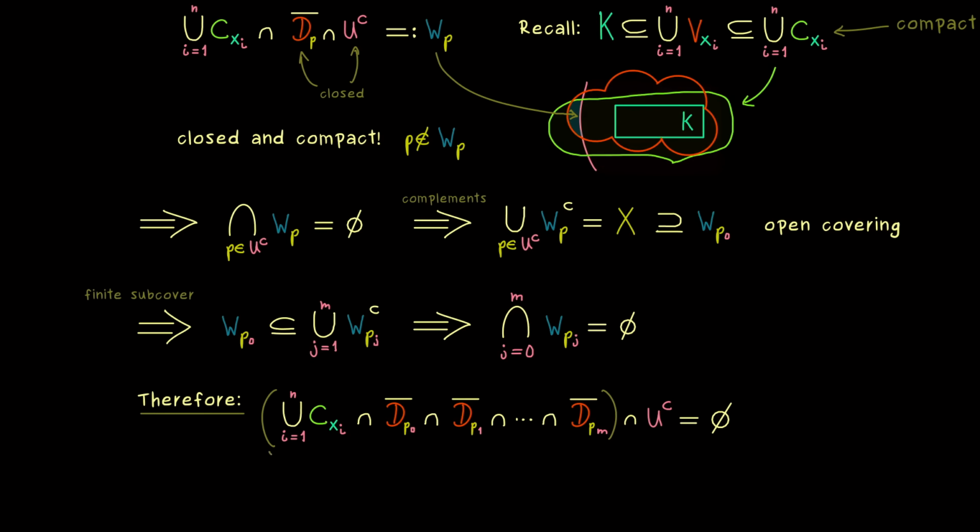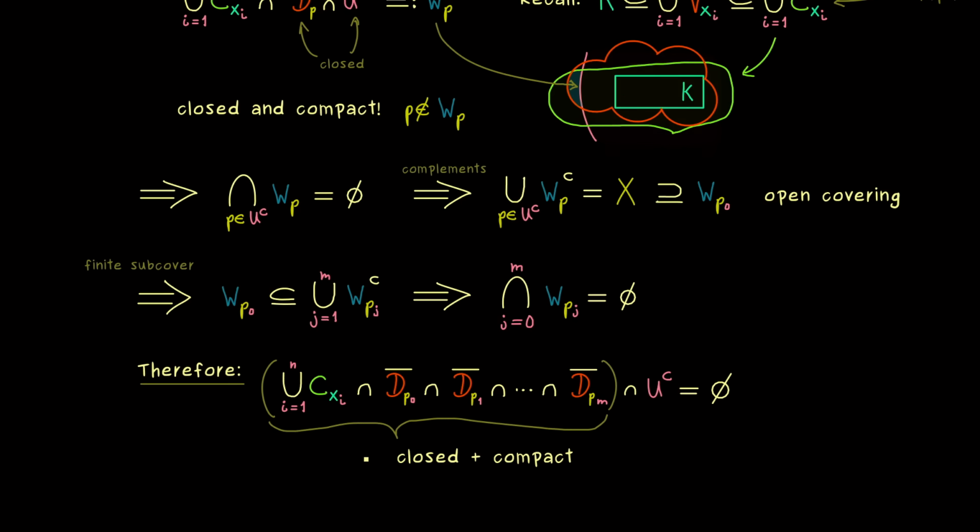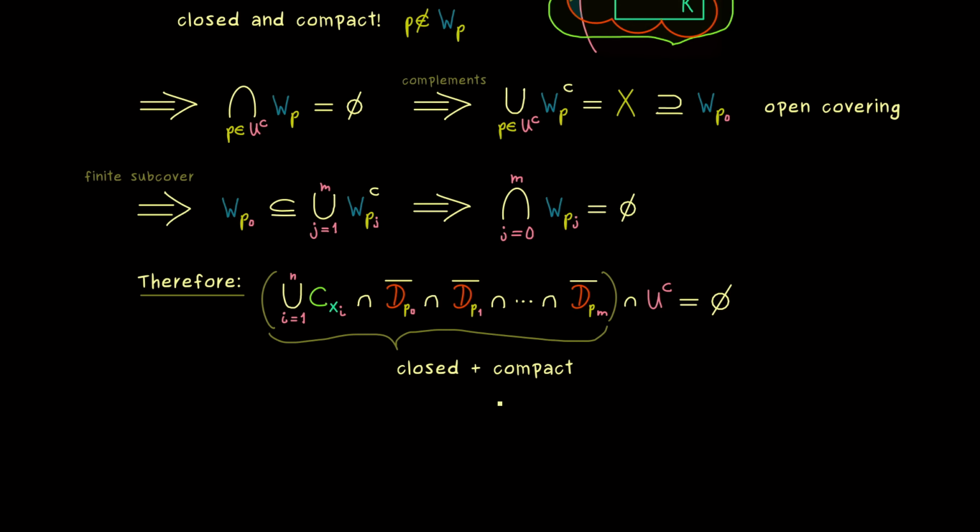Moreover, it's an intersection of closed sets, so the result is also a closed set. And since this closed set lies inside a compact set, we also know it's a compact set as well. And there we have it. This is one part we wanted, and now we can finally define the set A.